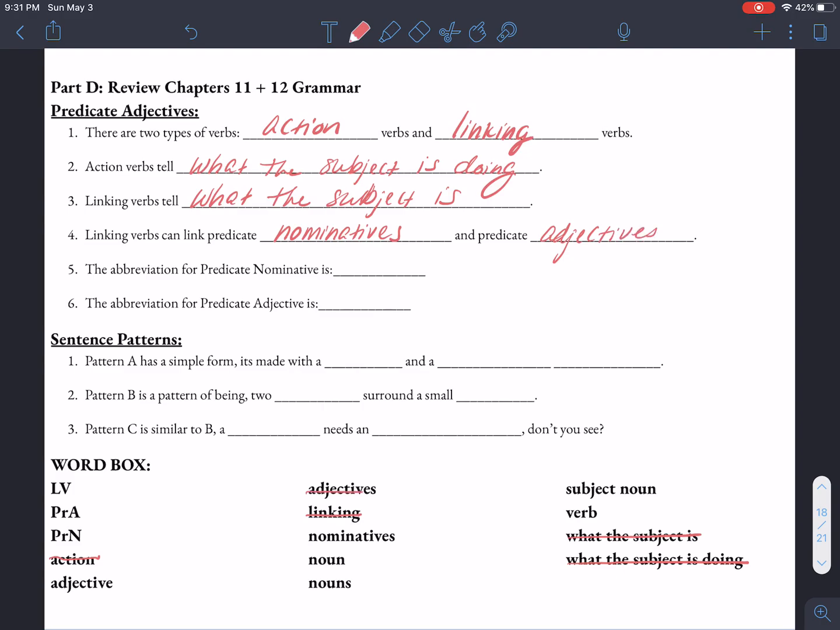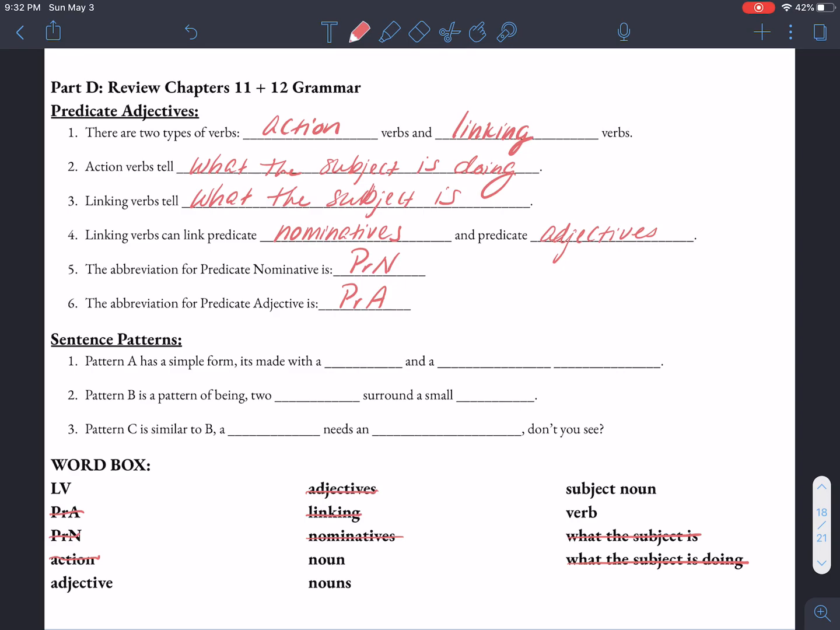All right, so let's cross that out and cross that out. All right, finally, number 5. The abbreviation for predicate nominative is PRN, naturally. And the abbreviation for predicate adjective is PRA. Okay, so that's, cross those out, done.